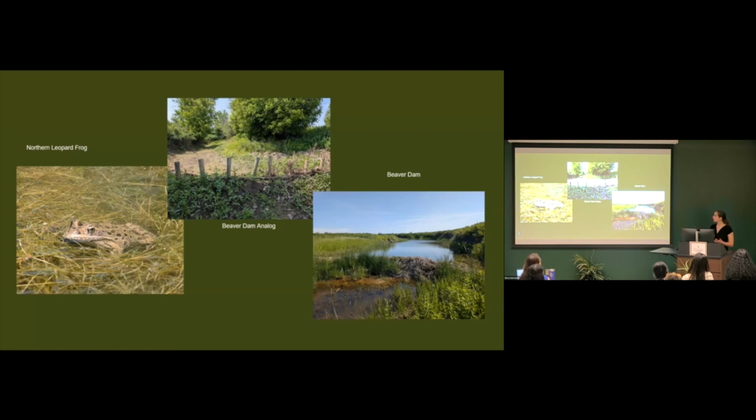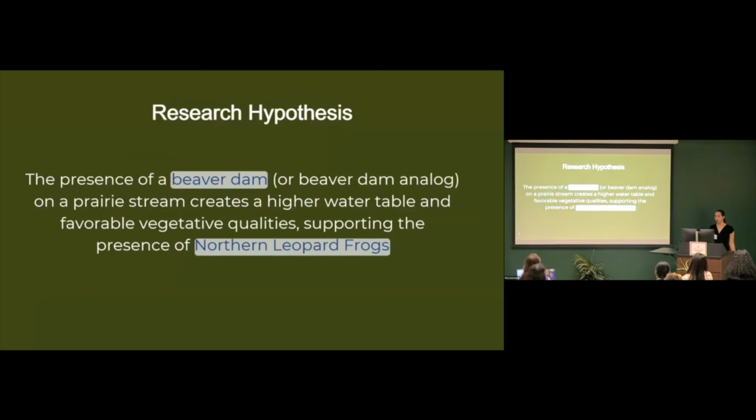To measure the effectiveness of these beaver dams, I was specifically looking at these associations with northern leopard frogs, which are an amphibian species that resides in streams and riparian areas, and previous studies in other ecosystems have looked at the relationship with beaver dams. So I wanted to explore that in this prairie ecosystem.